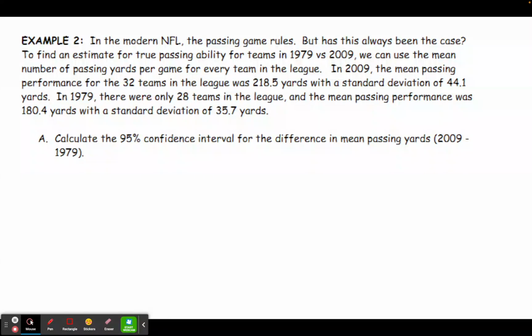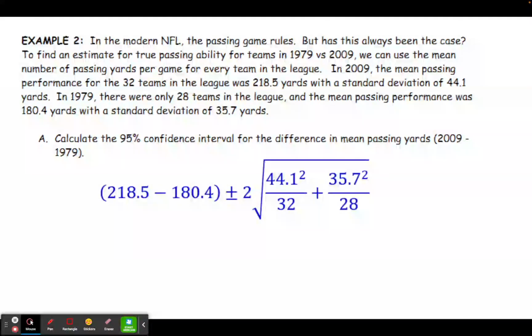I would recommend that you pause the video and try the calculation and at least see if you can get the numbers plugged in the right spot and see how you're doing with the formula. Okay, here's what the formula looks like with all the numbers substituted in. Remember, we're doing 2009 minus 1979. So when I plug those numbers in here, that order is important. So you want to be sure you get those in the right order.